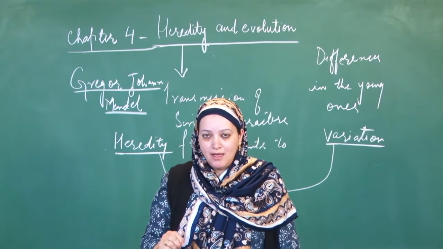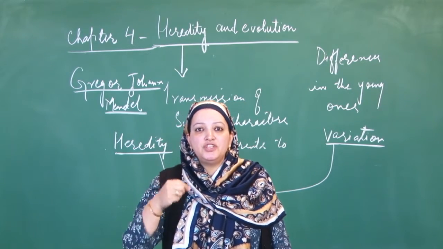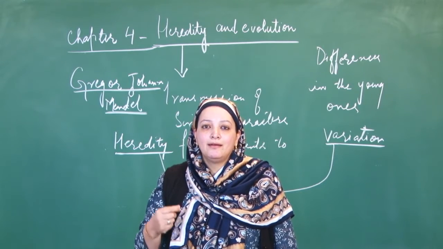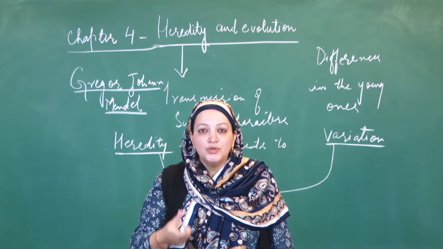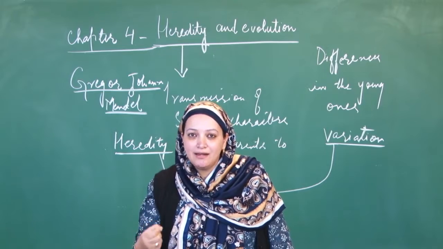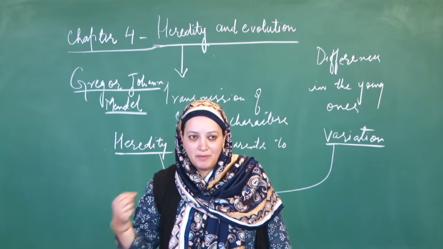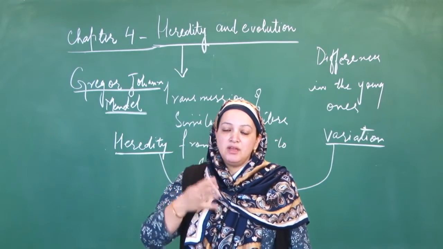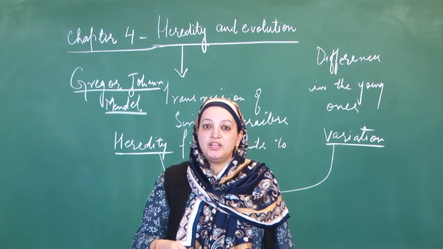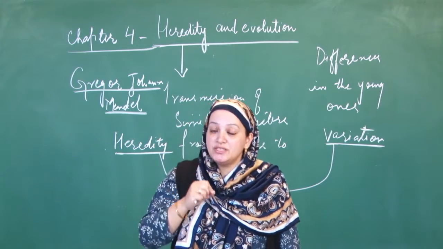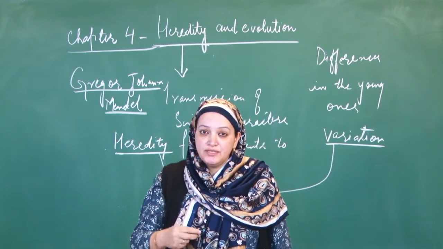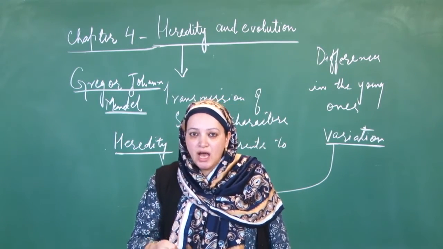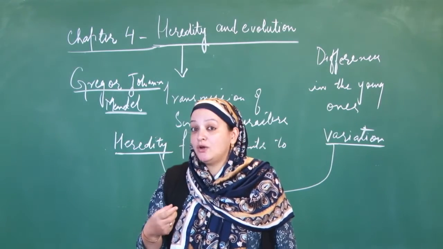that is the male and the female. And the third reason for variation can be mutation, that is error during DNA replication. These are the three main reasons which may cause variation, which produce differences in the characters of the young ones from their parents in case of sexual reproduction.